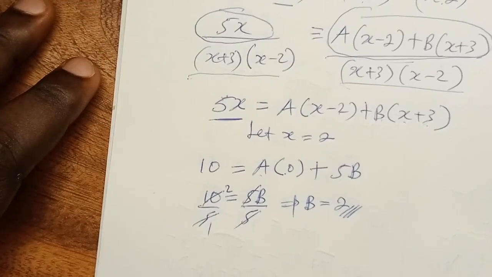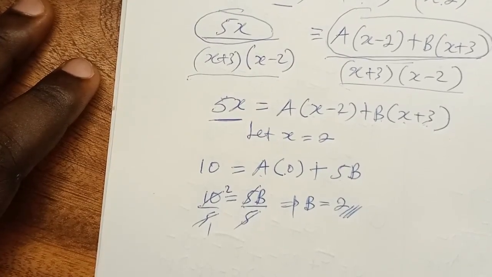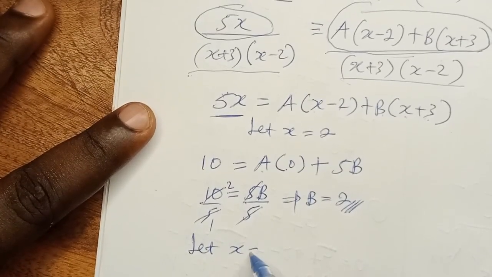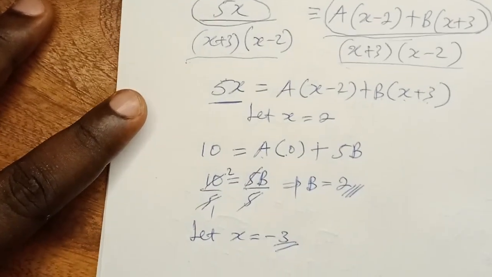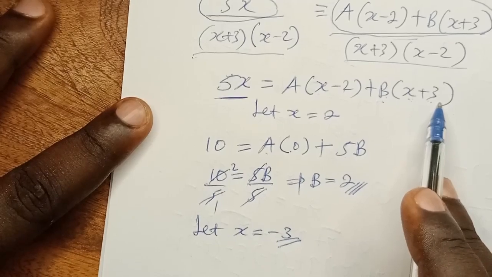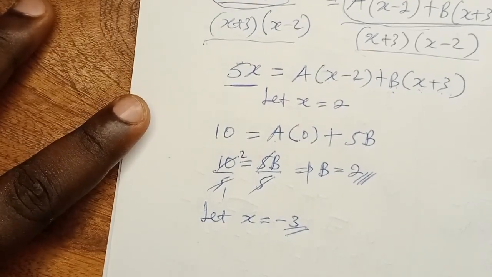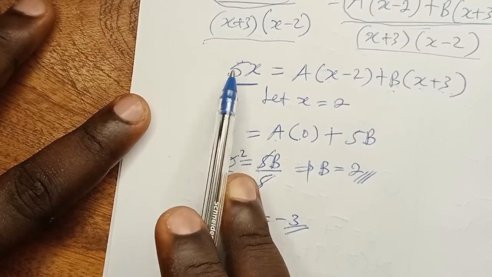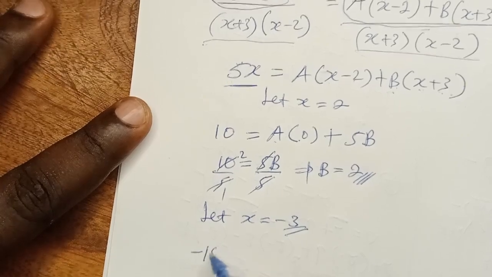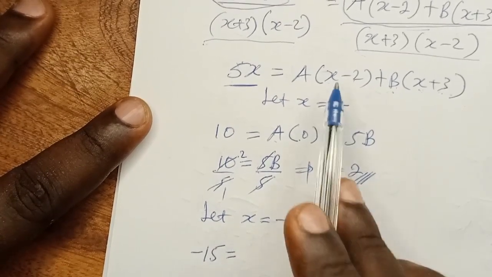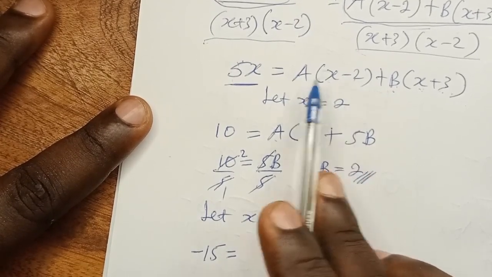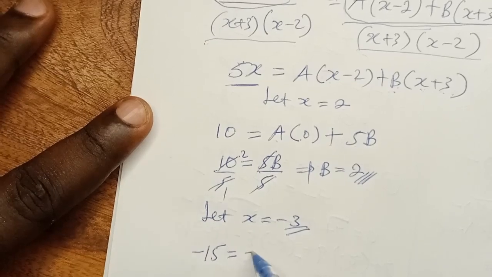So we are now going to set that, or say that let x now be equal to minus 3. So if we say that let x be equal to minus 3, what will happen is we are going to take off this b. So we'll say minus 3 plus 3 will give us 0. So from this expression, if we say minus 3, so 5 times minus 3 is going to give us minus 15. So we have minus 15 here will be equal to, so minus 3 minus 2 will give us minus 5.